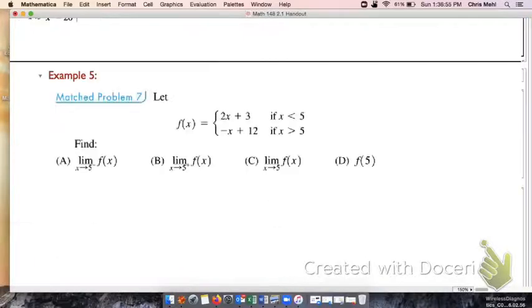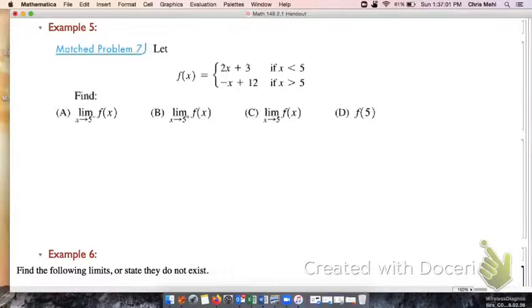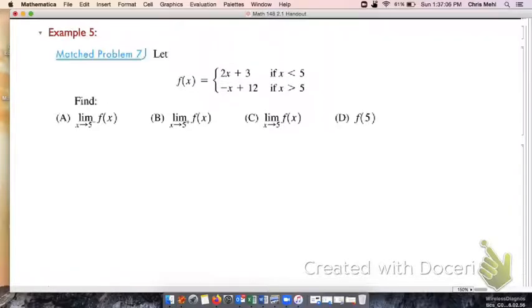Alright, so next example, I'm going to come back to a piecewise function. And I'm going to do 4 values here. Okay, so I'm going to do 4 limits. So part A, I'm going to do the limit as x approaches 5 from the left of f of x.